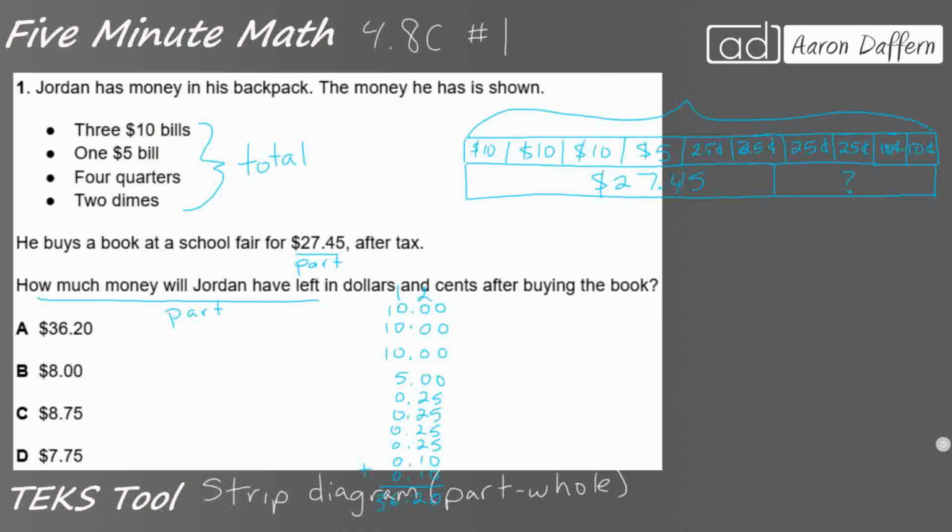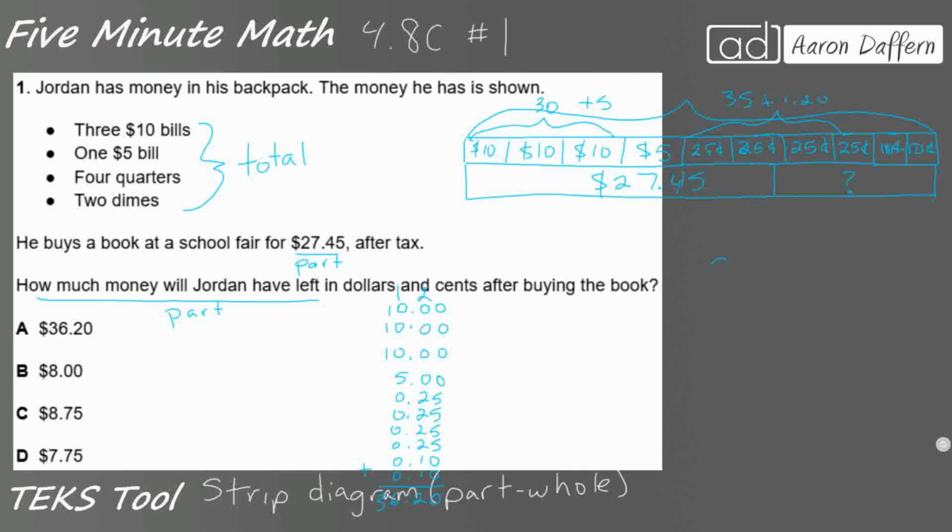Now we could have added that this way. We could have said these three, that's 30. Plus 5. Now, 25, 50, 75, dollar. These four right here make a buck. So that could have been $1 and then 20 cents. So we could have added the 30 plus the 5 plus the 1.20. 30 plus 5 is 35, so 35 plus 1.20 gets us the 36.20. Either way, that's how much money Jordan has, $36.20.